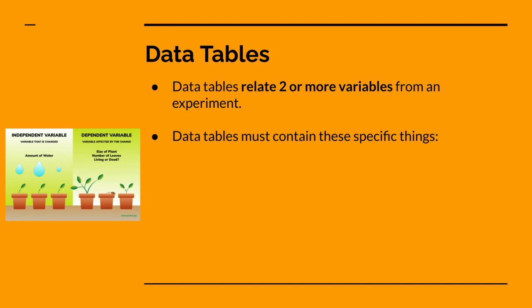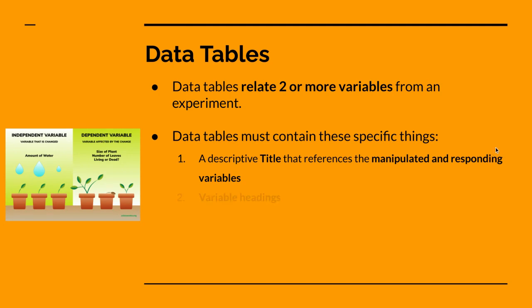Data tables must contain these five specific things. Data tables have to have a descriptive title that references the manipulated and responding variables. It does not have to have the exact wording of these two variables, but it should include some sort of language that references them at the very least. You need variable headings or headers. You need units of measurement.